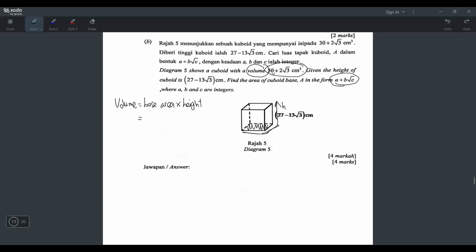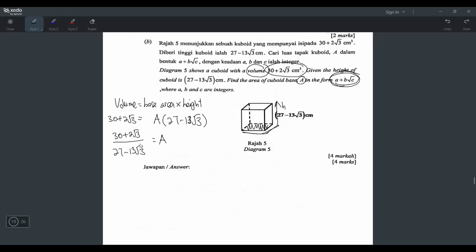And the volume actually is given already, 30 plus 2 square root 3. And then the base area is what they want you to find, right? And they've used A to represent it. So let's use A to represent also, times the height, and the height is given, 27 minus 13 square root 3. So now your job is to find A, but the answer will be in this form, right? So now we just have to find A and make sure our answer is in this form. Then done. Okay, first of all, this whole thing can move over there and become divide, right? So it'll be 30 plus 2 square root 3 over 27 minus 13 square root 3, right?